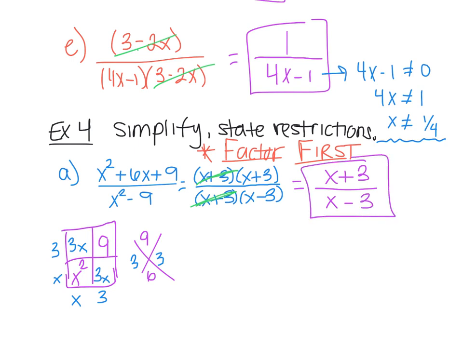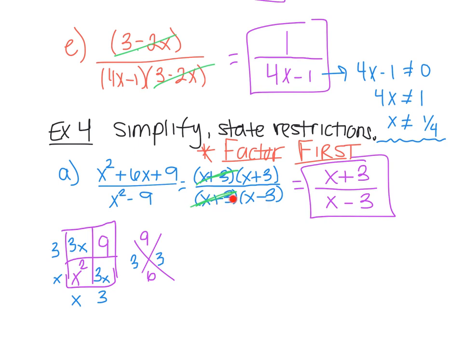We can't simplify that anymore. We should state restrictions though. So again, restrictions come from our original, or you can look at the factored form. That's the easiest way to get the restrictions. So in terms of this one, we need to think about restrictions where either one of these factors equals 0.